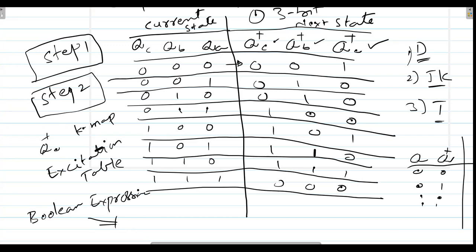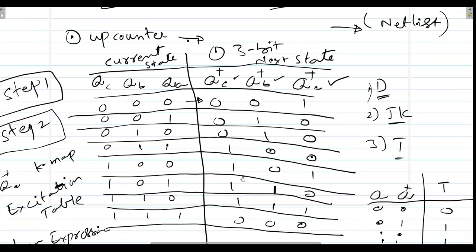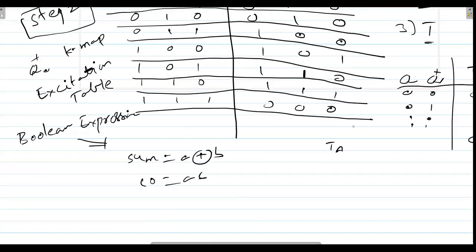After obtaining this Boolean expression, we will know what logic elements will be required. Just now we said, in a very small example, sum equal to A XOR B and carry out equal to AB. Like that, here, what is the logic for TA? This is the flip-flop we have named A, B, C. Some Boolean expression for TB, similarly for TC: three Boolean expressions.